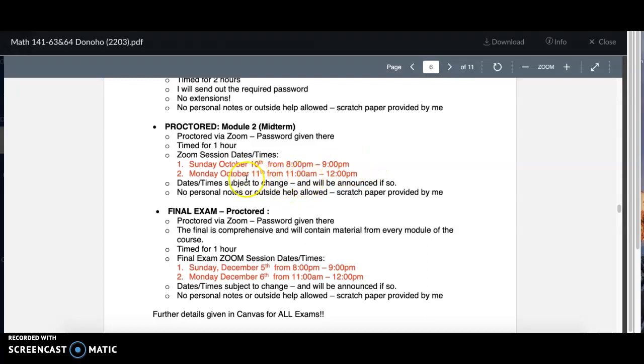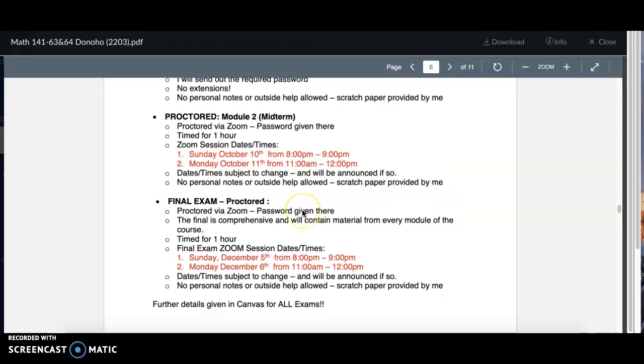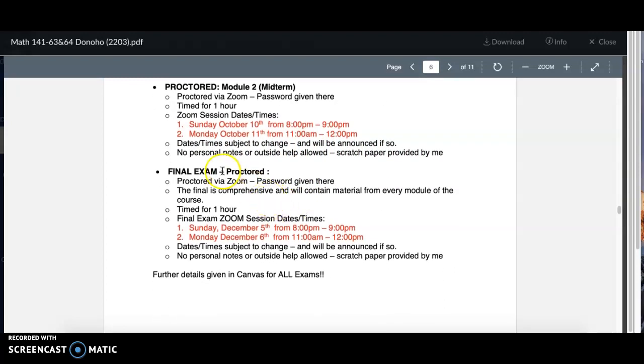I do not think these will change, but if they do change, I will announce it over and over again. Same rules go, no personal notes or outside help. You're still going to use my scratch paper. And then it's the same exact format for the final. You'll log into my Zoom. I'll give you the password there. The final is comprehensive, but I will have really pared it down to the most important points of each module.